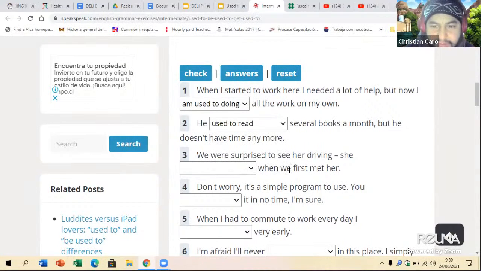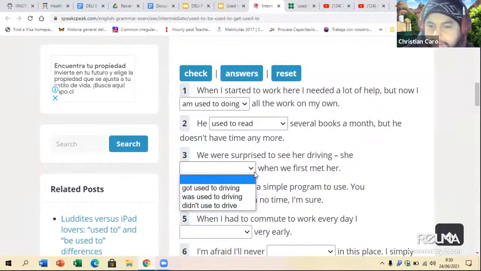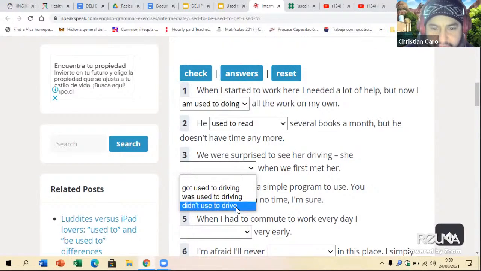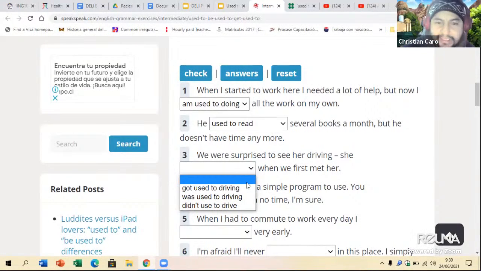Number 3. We were surprised to see her driving. Oh, qué sorprendidos estábamos por verla manejar. She got used to driving. She was used to driving. She didn't used to drive when we first met her. Okay, the key here is we were surprised to see her driving. Así como nadie creyó que iba a llegar manejando un día.